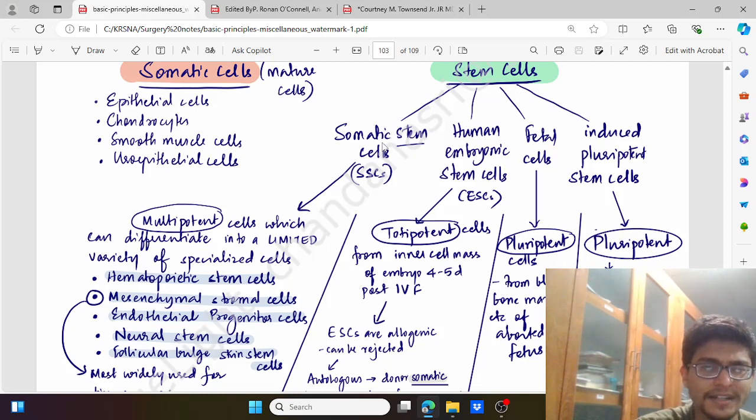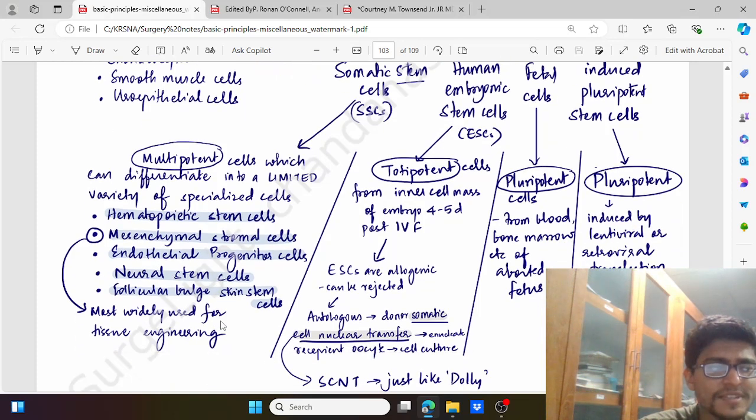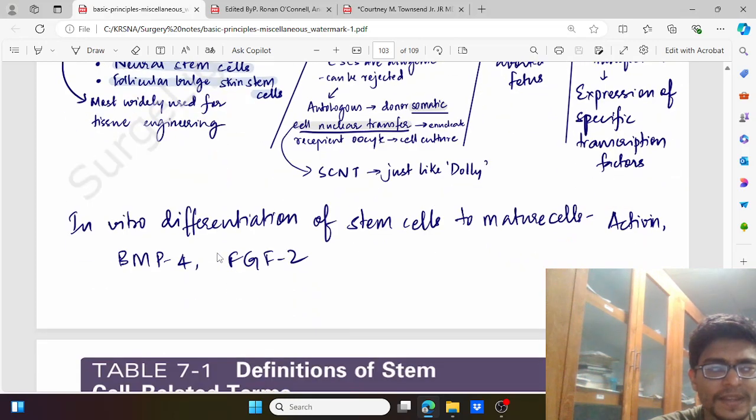So these were pluripotent cells, which can give rise to all the cell types in the body, but not extraembryonic cells like the placenta. Then we have the somatic stem cells, which are multipotent and can differentiate into a limited variety of specialized cells. Examples are the hematopoietic stem cell, mesenchymal stromal cell, endothelial progenitor cells, and neural stem cells. Mesenchymal stem cells or mesenchymal stromal cells are the most commonly and widely used for tissue engineering.